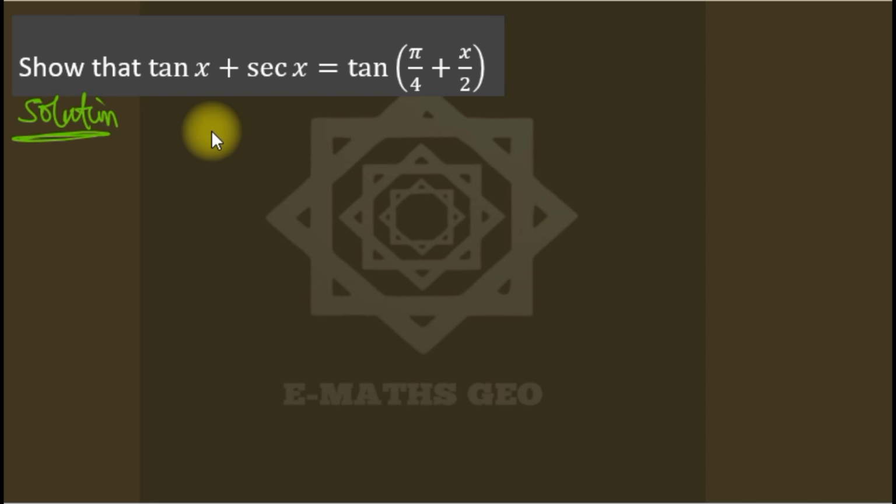There's one problem students normally make. They always try to prove from left to right, but it's not always true. So you should prove from the side that is easier. So in this case, I will prove from right to left. Once I can prove that right is equal to left, it means that left is equal to right. So I will start from the right, tan of pi over 4 plus x over 2.